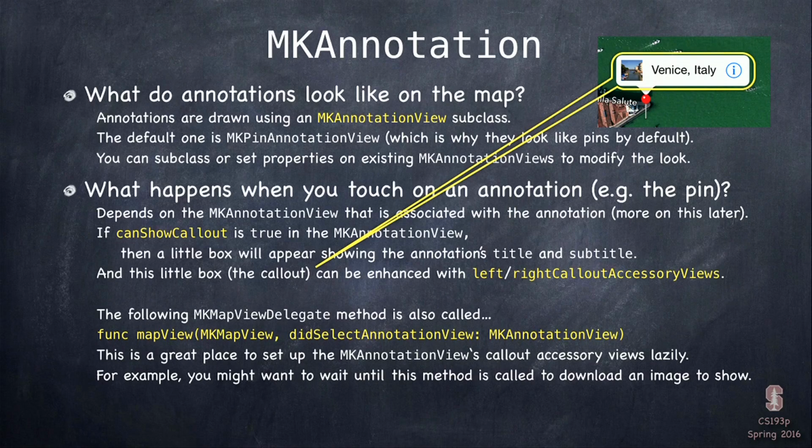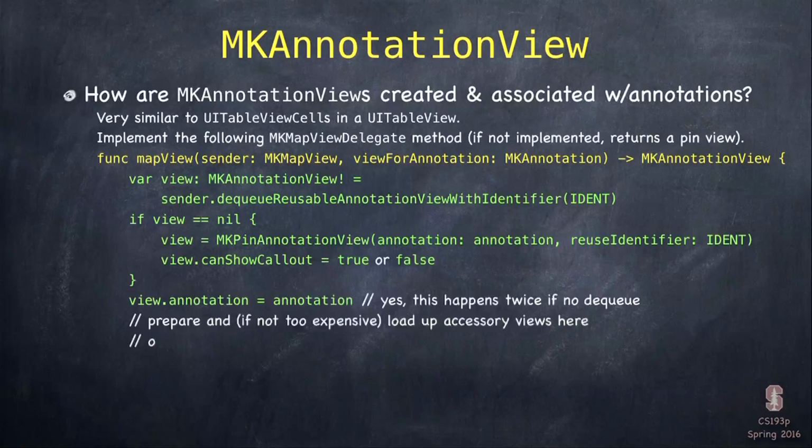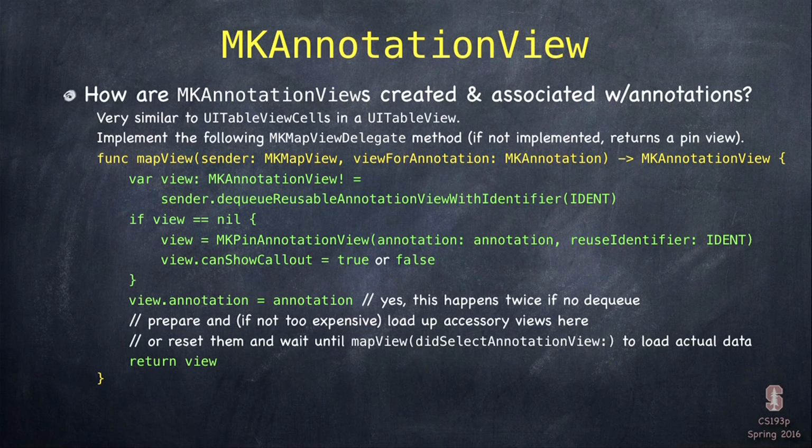I don't know. Okay, but this is the target action of MK annotations. All right, so how are these annotation views, these little pins, created and associated with those annotations? Because we know MKMapView only has this array of annotations. So how do those pins get there to show them?